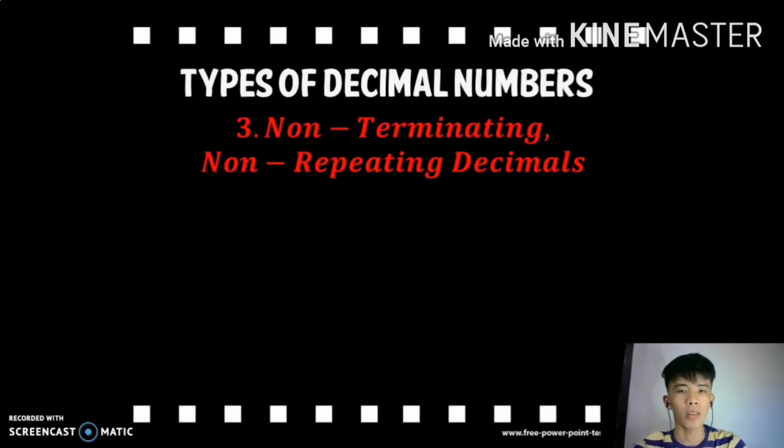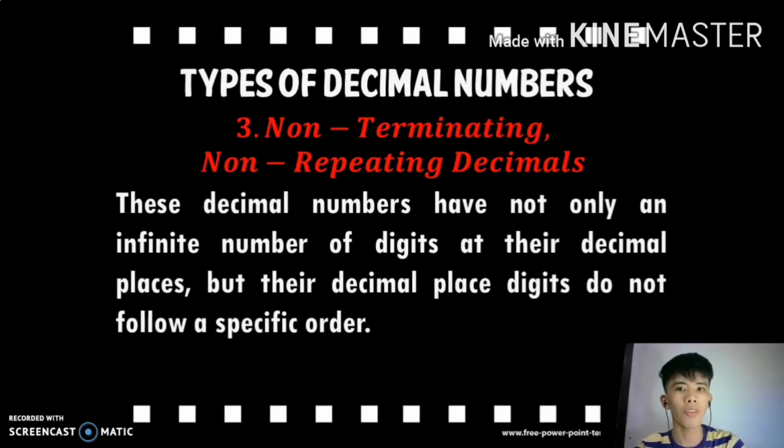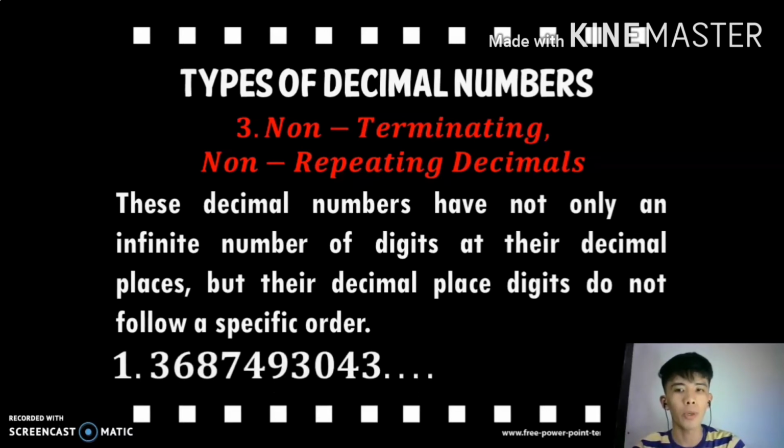Non-terminating, non-repeating. This means it does not end and does not repeat. These decimal numbers have not only an infinite number of digits in their decimal places, but their digits do not follow a specific order. Example, 1.3687493043. There is nothing repeating within intervals or a specific period. The 3 appears again but far away, then after the 3 comes 6, 8, 7. So nothing repeats. And there is a dot at the end, so it does not end and is still infinite. That is a non-terminating, non-repeating decimal.